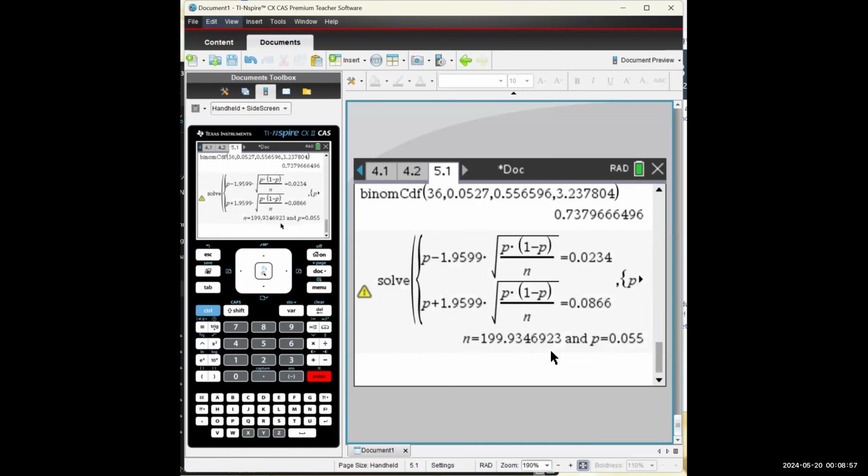0.0866. Press Control Enter. You will see this n value can be rounded to the nearest integer because you can't have 0.93. Probably the feasible, reasonable rounding expectation is 200, and the p hat is 0.055, okay? So the answer is 200 for the sample size. N equals to 200, roughly, is rounded from 199.93, etc. And p hat must be 0.055, okay? So that is the end of the probability question.